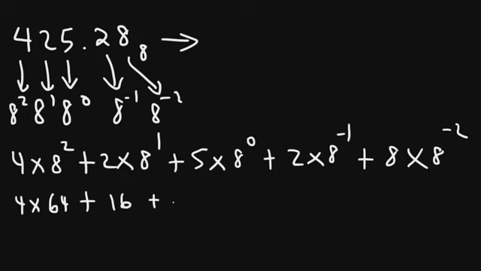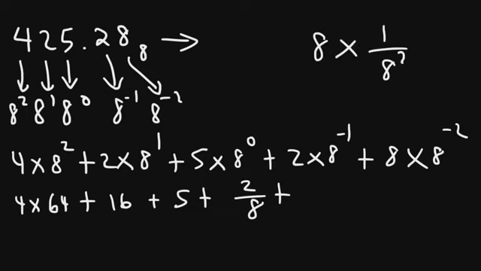And 8 to the 0 is 1, 5 times 1 is 5. Now what about 2 times 8 to the minus 1? 8 to the negative 1 is the same as 1 over 8. And so therefore, this expression becomes 2 times 1 over 8. Or we could say it's basically 2 divided by 8. Now for this expression, 8 to the negative 2 is 1 over 8 squared. And so what we have is 8 divided by 8 squared, which I'll write here.